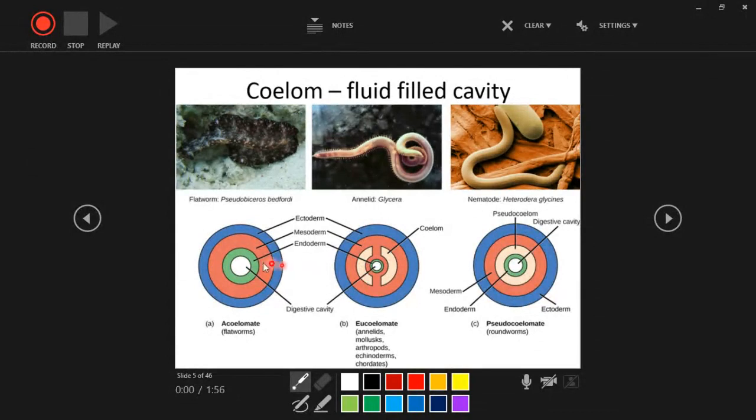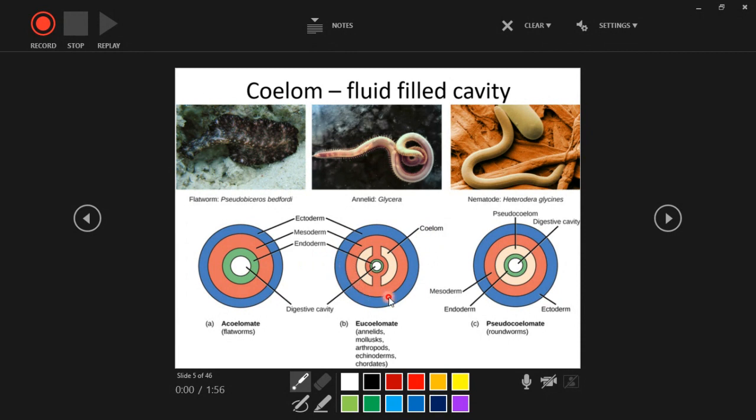Over here you didn't see any. You just see that it has its three germ layers. You have the three colors: the blue as the ectoderm, the mesoderm, this reddish color, and the green as the endoderm. See it here? So in the eucoelomate, you would have the coelom, which is surrounded by mesoderm. All right, so this is a eucoelomate, a true coelomate.